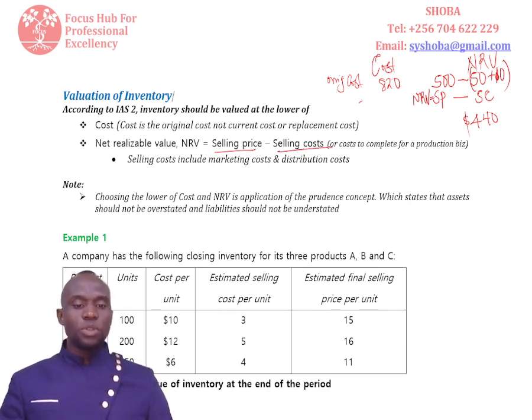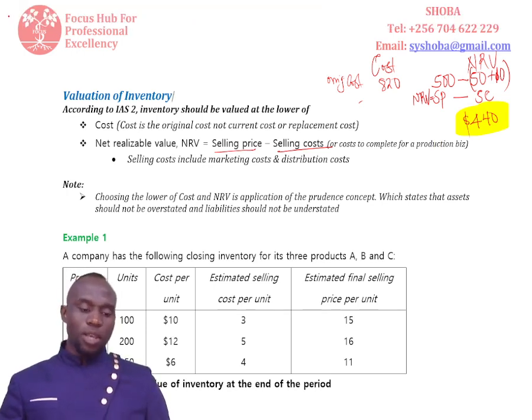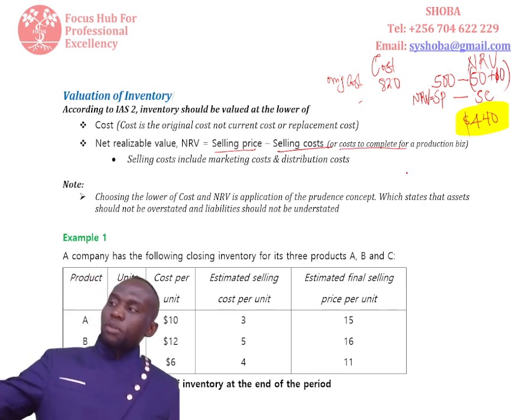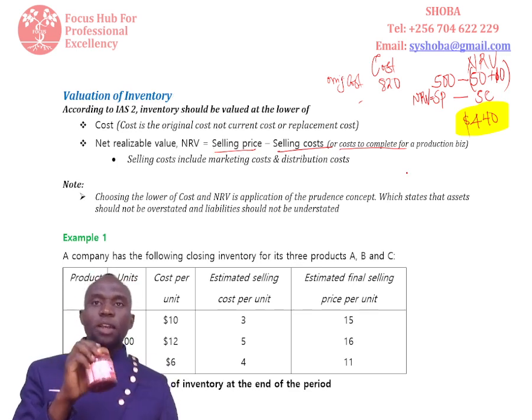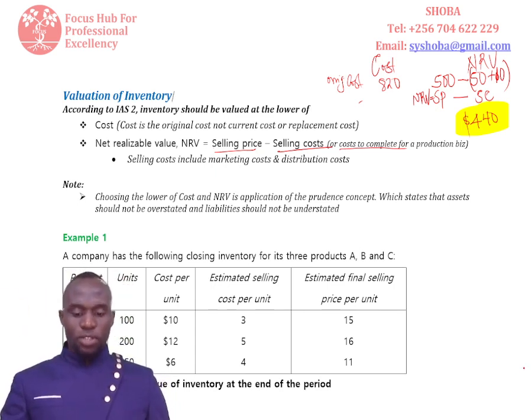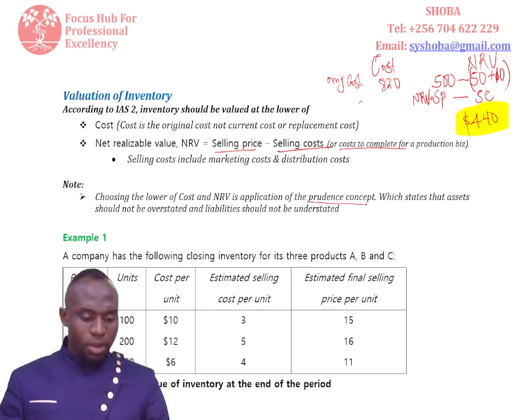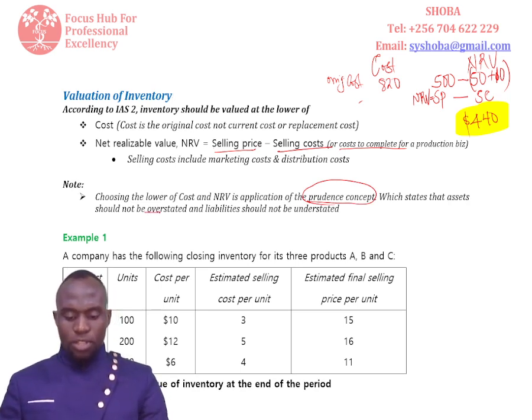So the standard says we should be valuing at the lower of the two. So we should value at the net realizable value for this illustration. Now, for a company that is making its own products, it is selling price minus costs to complete the production. For example, we want to sell off this, but we have to put on the labor as well, so that cost of the labor will also be included as a selling cost. Now, choosing the lower of cost and net realizable value is application of the prudence concept, and prudence concept states that assets should not be overstated and liabilities shouldn't be understated.